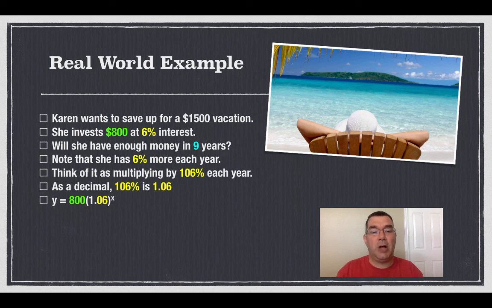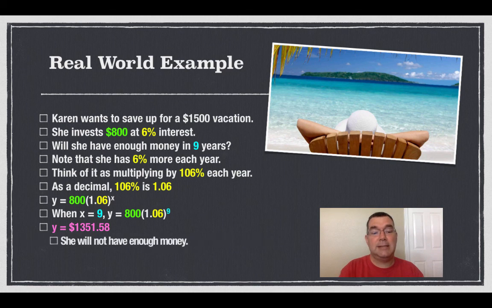So I will take $800 and multiply it by 1.06 to the x because I keep multiplying by 1.06 over and over again. When x is 9, because of 9 years, I need to take $800 and multiply it by 1.06 9 times, once for each year that has passed. And so that gives me $1,351.58, which is not enough.